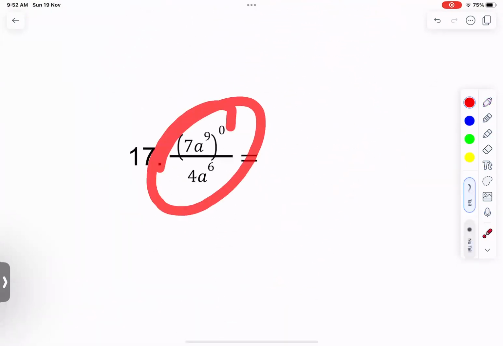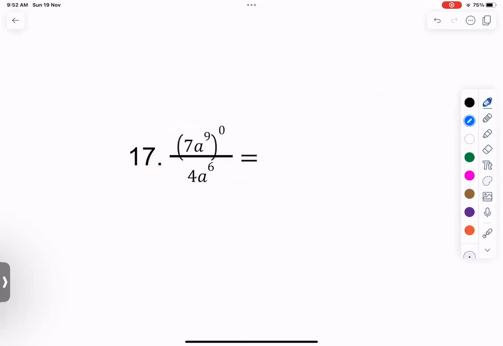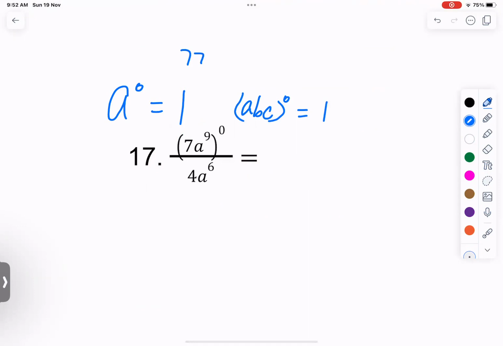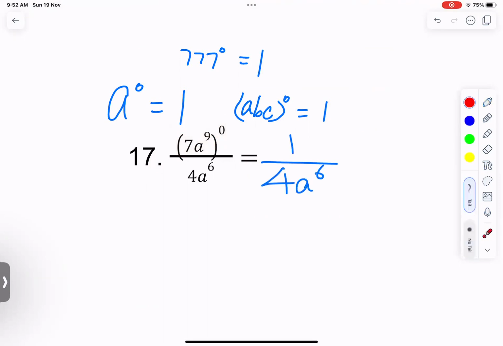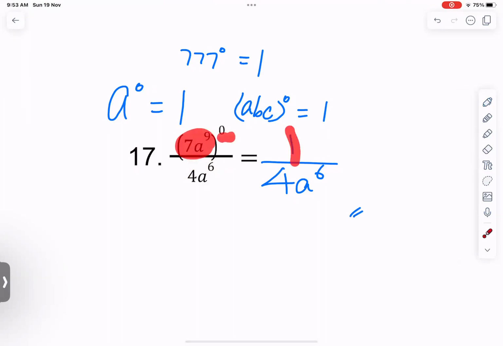How about this? Do you still remember anything to the power of 0 is 1? A, B, C. Anything to the power of 0 is 1. So the whole bracket is to the power of 0. So it will equal 1. And the bottom part, no change because there's no other powers outside. That 0 is just for this thing. So that's the final answer already. So remember, anything to the power of 0 is 1. Good. Any other questions?